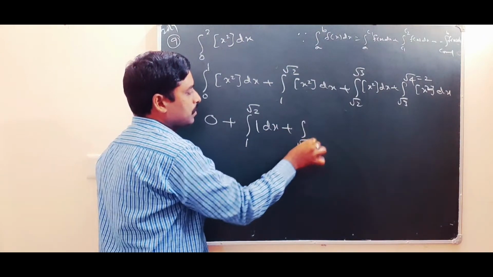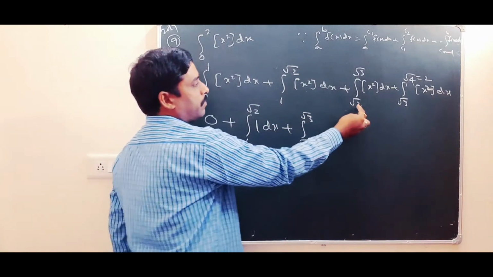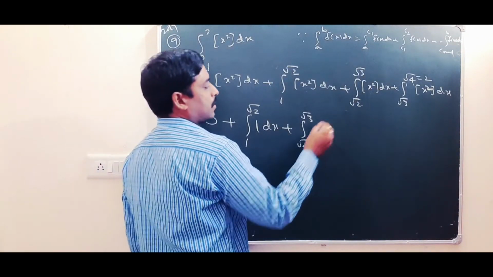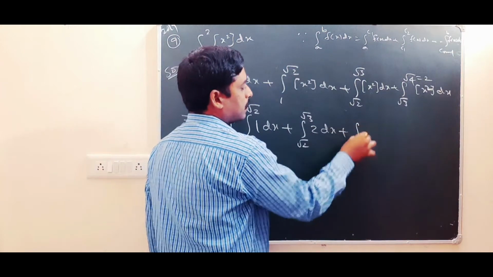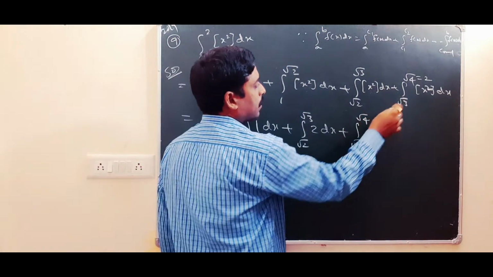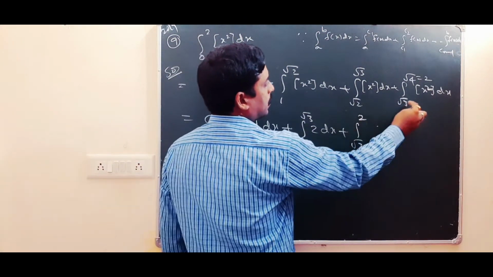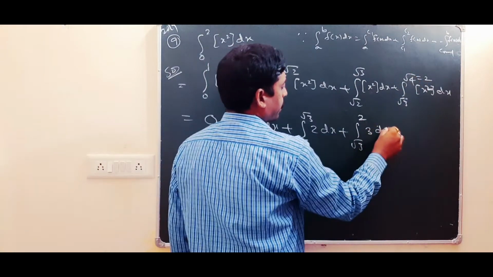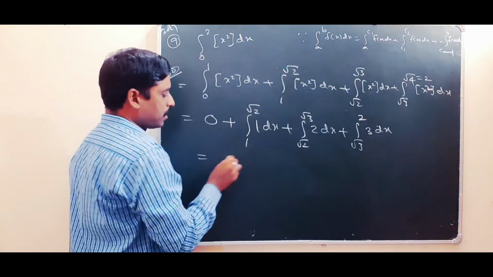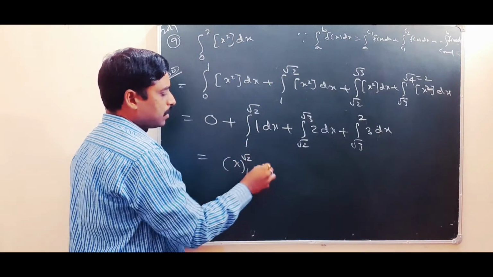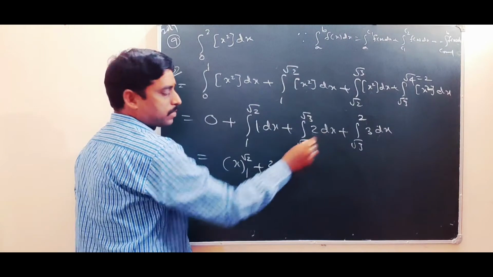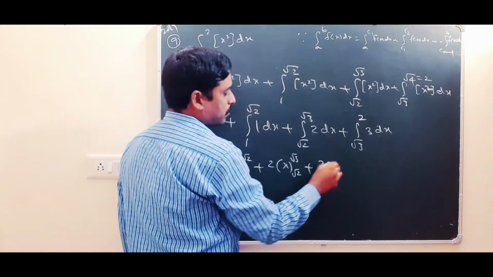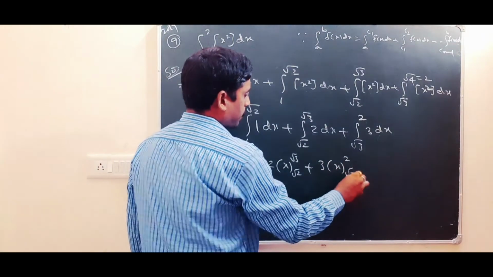Next, root 2 to root 3. In between root 2 to root 3, the integral part of x square value is 2, so 2 dx. Then root 3 to root 4, and root 4 is nothing but 2. In this interval, the integral part of x square value is 3. So we have the integral of 1 dx, value x, limits 1 to root 2. In this, 2 is constant, 1 dx, value x, root 2 to root 3. So 3 constant, 1 dx, value x, root 3 to 2.